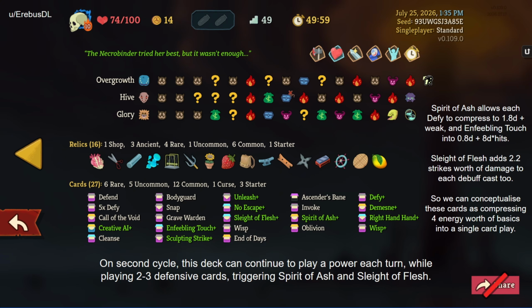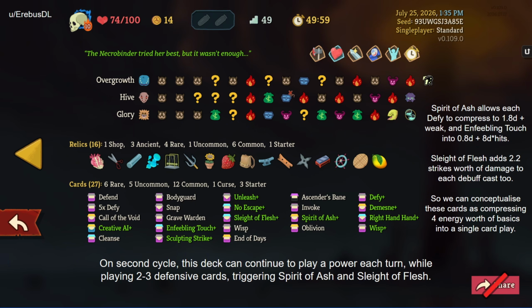On the second cycle, this deck can continue to play a power every turn while playing 2 to 3 defensive cards, triggering Spirit of Ash and Slay the Flesh as it goes. Every Spirit of Ash trigger is basically a defend. Every Slay the Flesh trigger is basically 2 strikes. And so there's 3 energy worth of basics for free here every time a card is played, and it can go up to 4 energy per turn, so you're kind of getting 12 basics worth of effect every turn for free because of this energy compression on these powers.